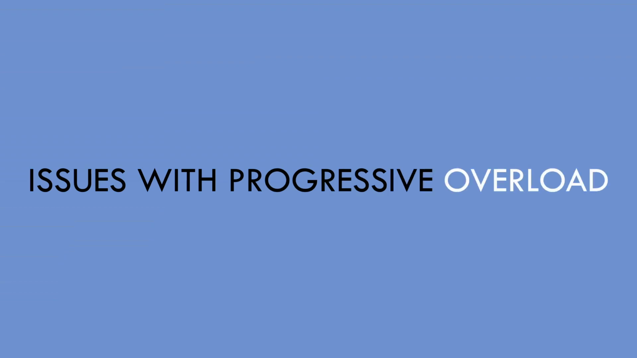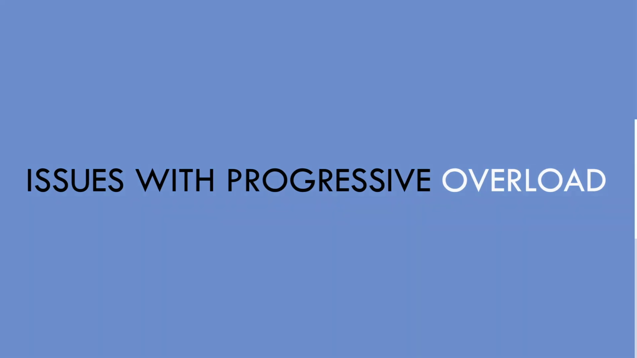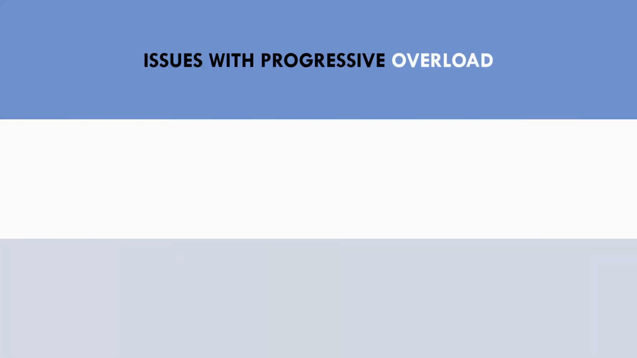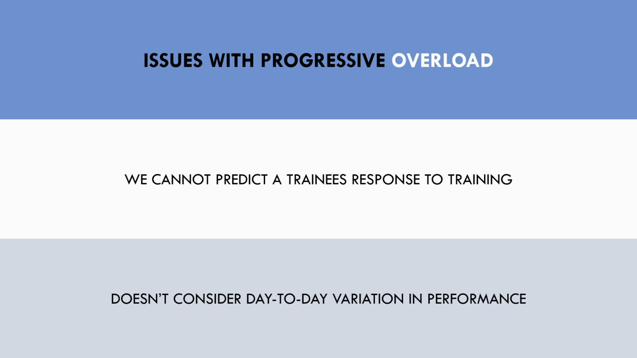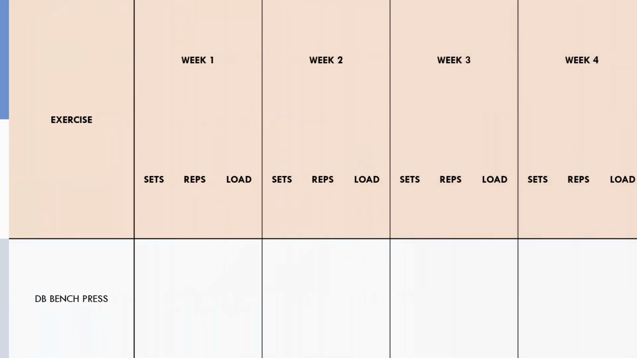Although we want progressive overload to occur, the application of progressive overload has some issues for hypertrophy training. The issue with prescribing strict progressive overload is that it assumes we know exactly how a trainee will respond to training. However, it is almost impossible to predict how a trainee will respond to a training program and how performance may vary on a day-to-day basis. To highlight this issue, let's use the dumbbell bench press as an example.